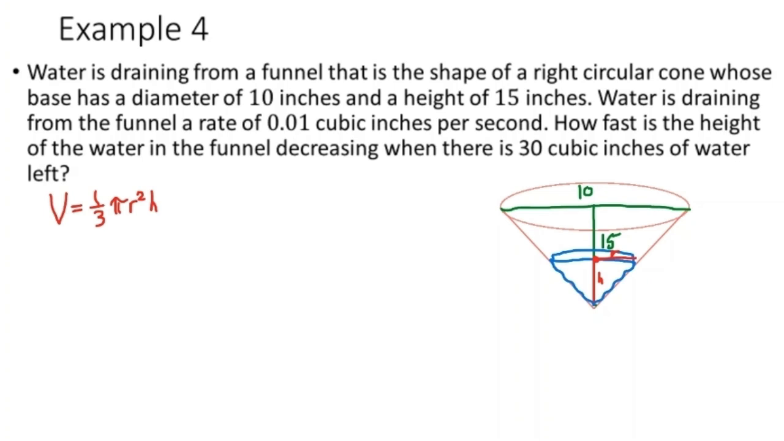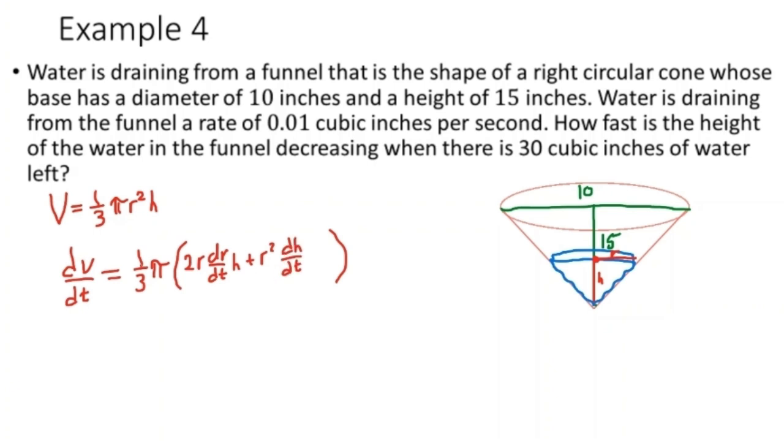So when we differentiate with respect to time, we have that dV/dt would equal 1/3 pi, which is a constant multiplier. As for the r squared h, since both r and h are functions of time, we must apply the product rule to differentiate. First, the derivative of r squared is 2r dr/dt. Keep h the same, plus we'll keep r squared the same, and take the derivative of h, which would be dh/dt. Now let's see if we can assign any values.